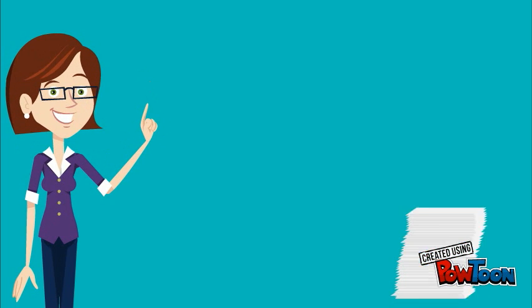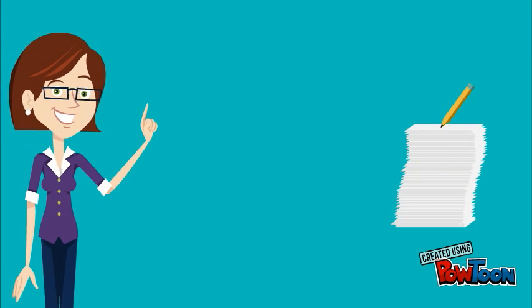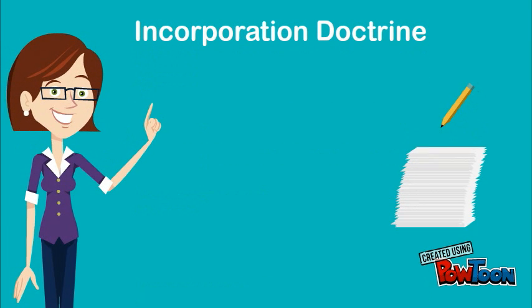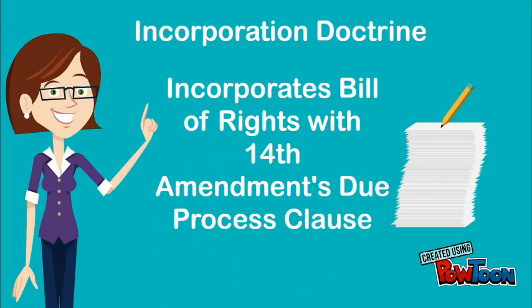This ruling partially reversed the precedent held in Barron v. Baltimore. This is done through the incorporation doctrine. Relying on the Due Process Clause of the 14th Amendment, this doctrine lays out specific rights in the Bill of Rights that are incorporated into the liberties covered in the Due Process Clause.